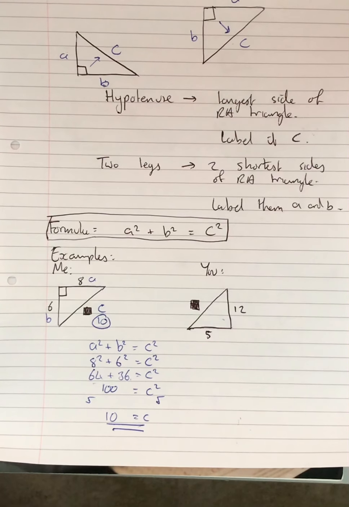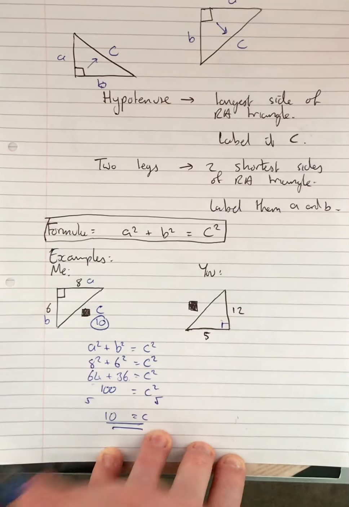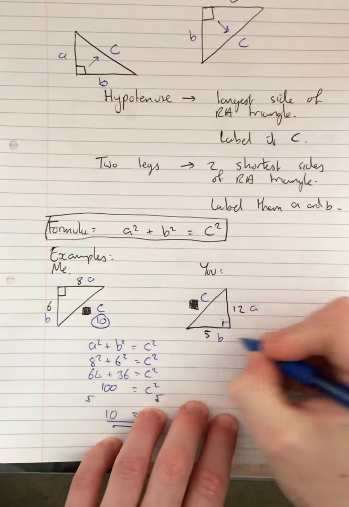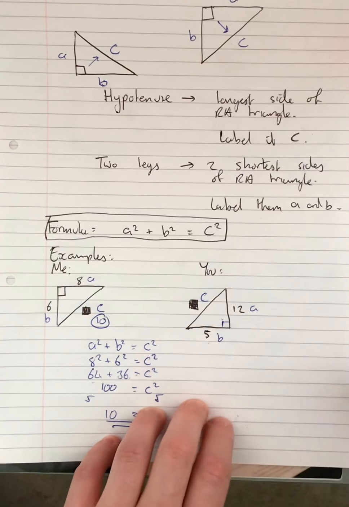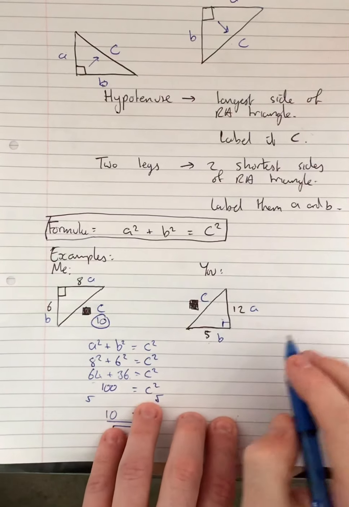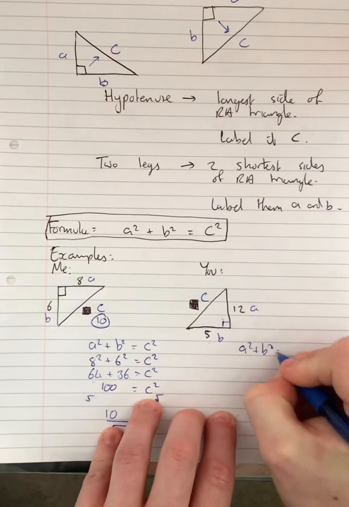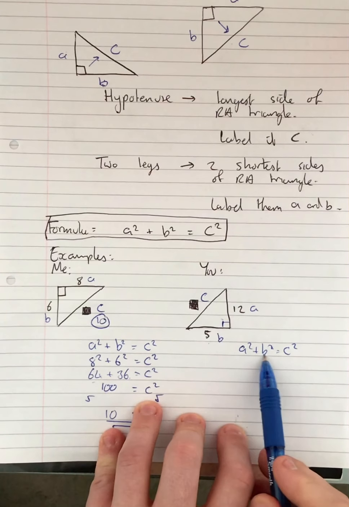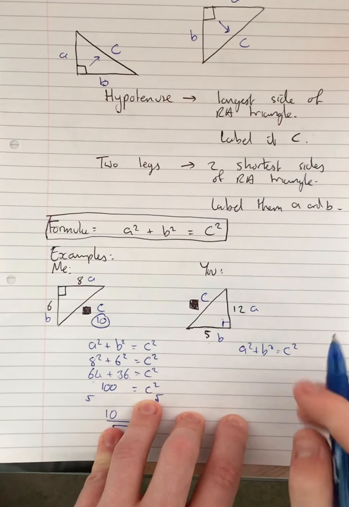Okay guys, you should have had a go at that. I'm now going to go through it. So, label the longest side C, label the two short sides A and B. If you've called 5 A and 12 B instead, it doesn't matter, you'll get the same answer. Let's write out the formula. A squared plus B squared is equal to C squared. The squares of the two short sides have a sum that's the same as the square of the longer side.